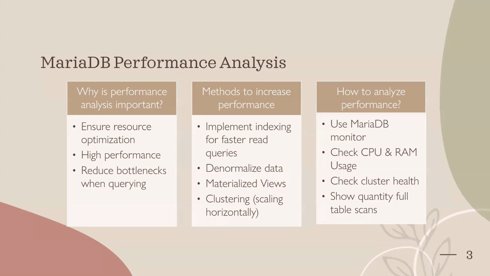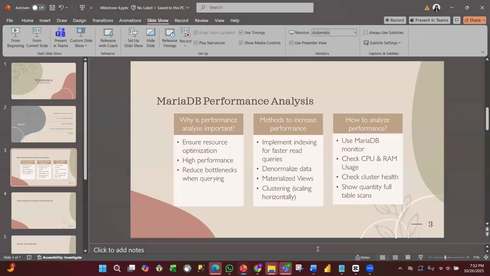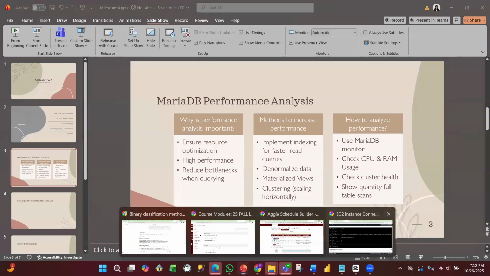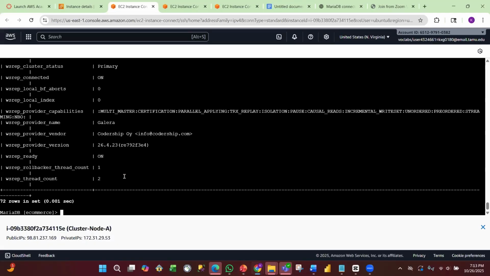In MariaDB, I'm going to analyze performance by using the MariaDB monitor, which is automatically opened when I type sudo MariaDB. And I'll look into the CPU and RAM usage, check cluster health, and also show the amount of full table scans, which could be inhibiting performance. So now I'm going to go into my EC2 instance. And first, I'm going to check my CPU and RAM usage using a command that's called top.